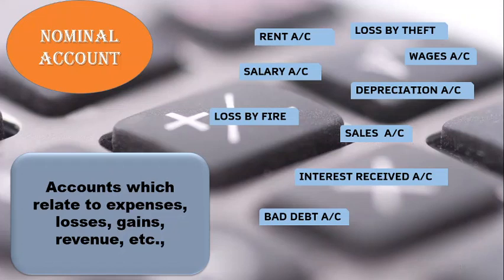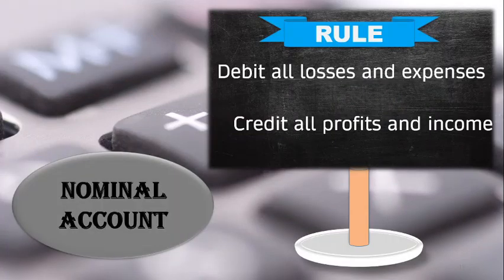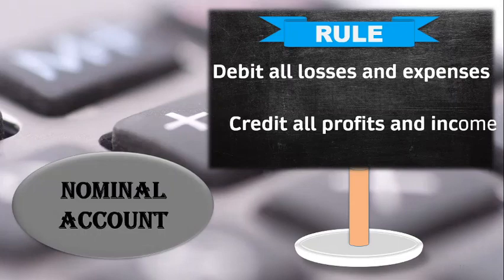So of course the rule will be as per the nature of the account. It says that debit all losses and expenses, credit all gains and income. So whenever the firm incurs any loss or expense, that account has to be debited. When there is a profit or income, then that account is to be credited. So it's like debit when there is an expense, and which account is to be credited? The profit and the income accounts are to be credited.